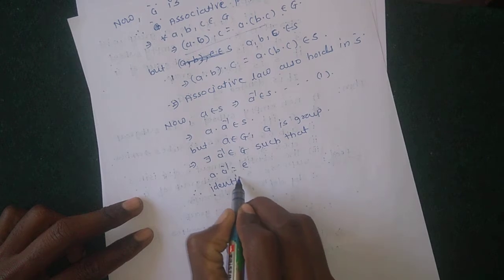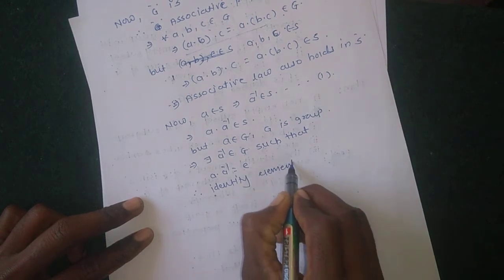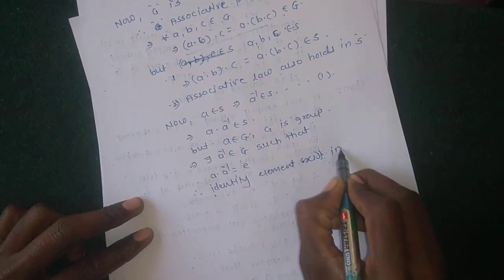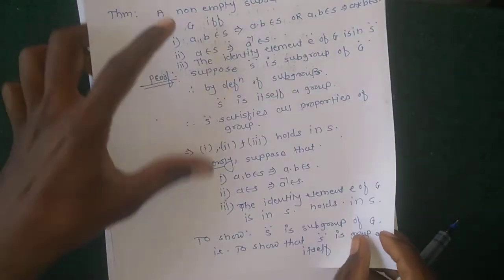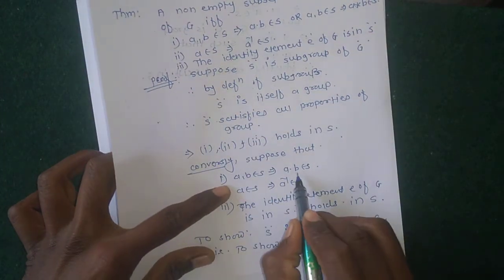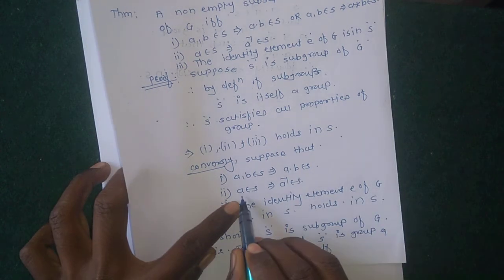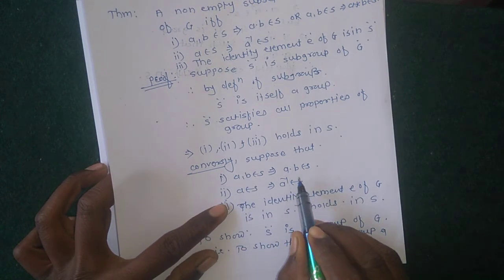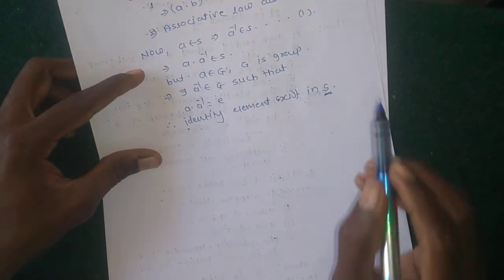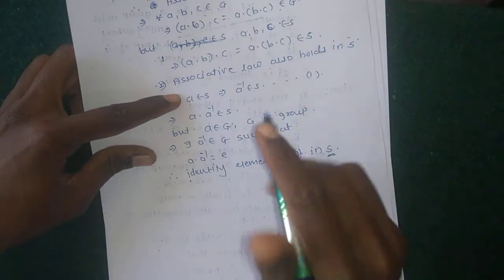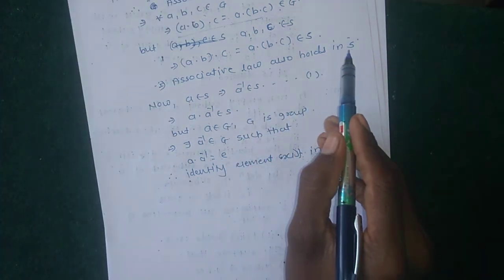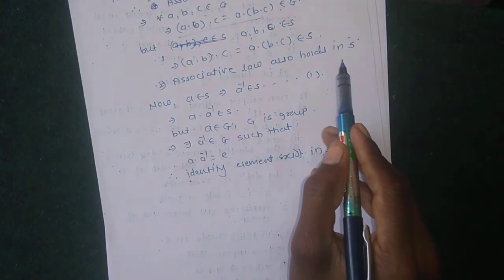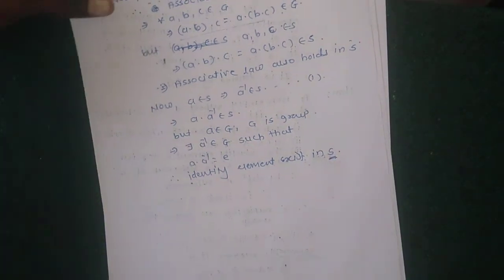Therefore the identity element exists in S. From 1, 2 and these two properties, S is closed under the given binary operation, the inverse element also exists in the given set S, the identity element also exists in S, and S also satisfies the associative property. Means the four properties of a group are satisfied. Therefore S is a group itself.